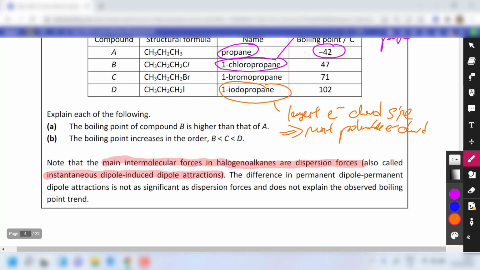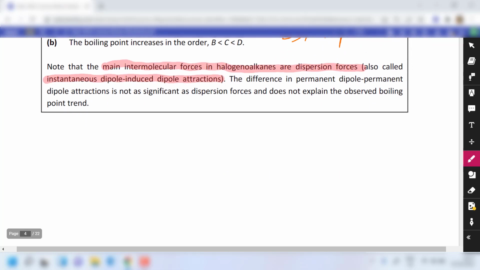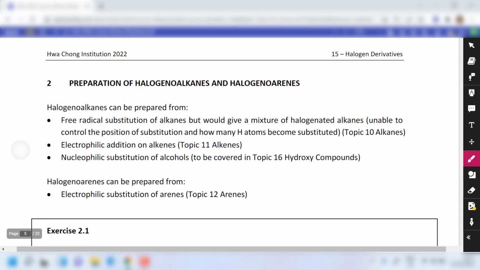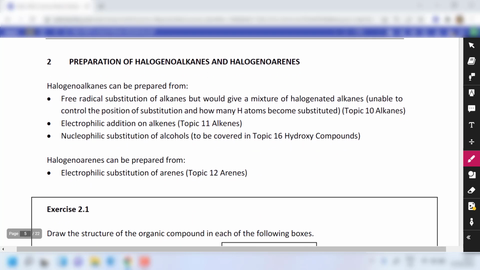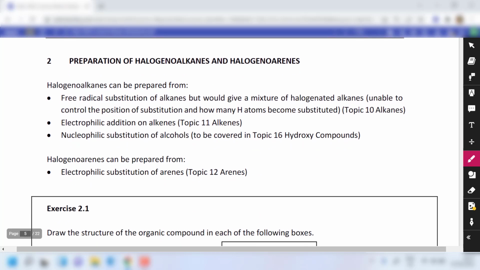So we're going to move on to the next section, on the preparation of halogenoalkanes and halogenoarenes. In the introduction portion of this particular set of notes, I did give you a slight overview that you can produce halogenoalkanes from free radical substitution of alkanes.